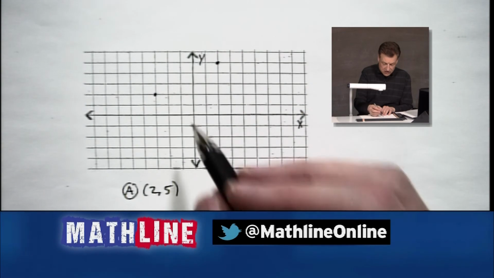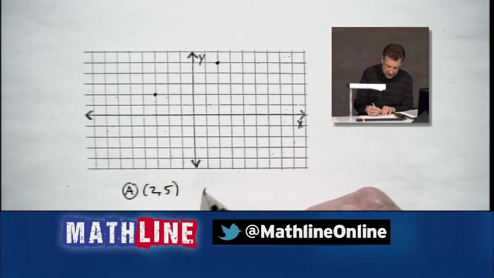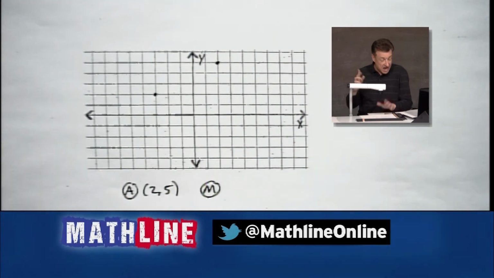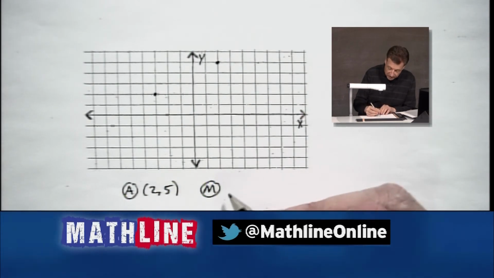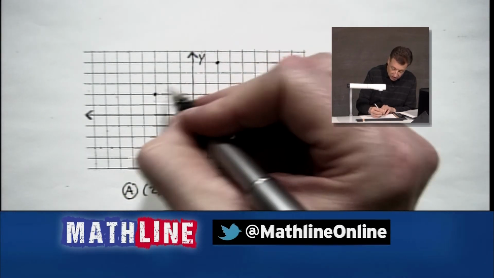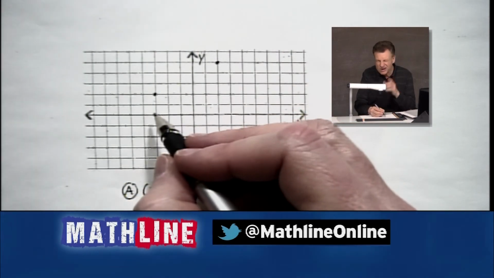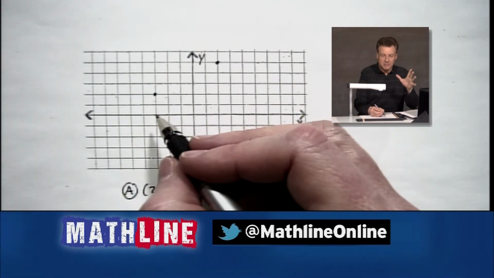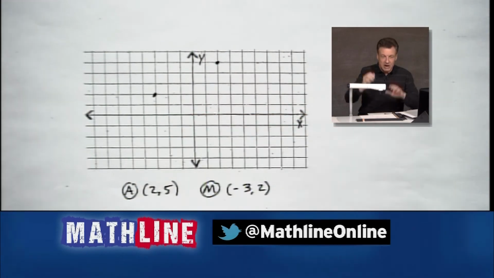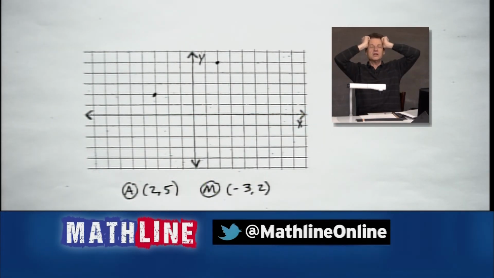Okay. This one, next one, our point M, we'll call for midpoint. Didn't say that, but I like it. M for midpoint was at -3, 2. All right, -3, 2 tells me go over the left 3 and then come up 2. Right there it is. Everybody with me? Don't leave me. Don't leave me out there. All right.